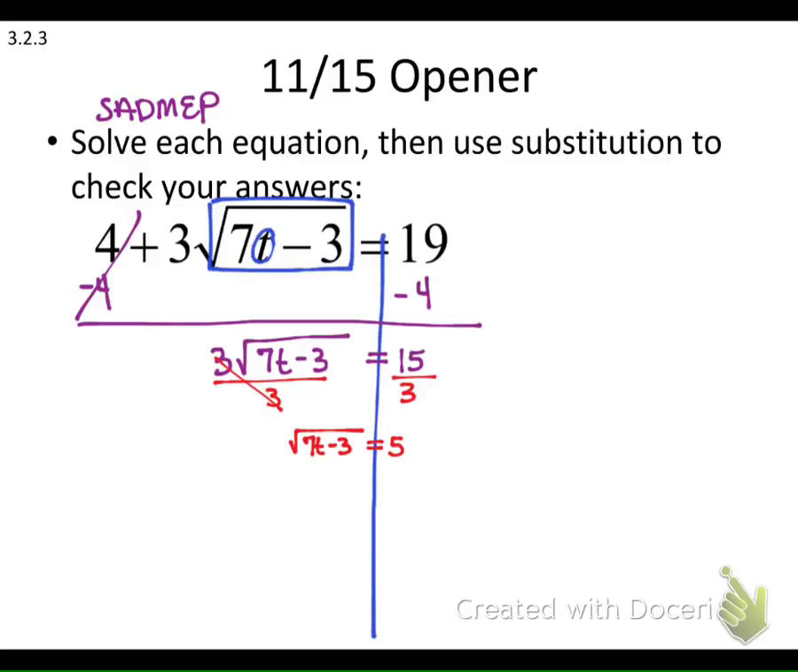No, I'm going to square it. Because remember, the inverse operation of square root is square. And if I square one side of the line of equality, I have to square the other. So square and square root cancel. So then on my left side, I bring down the 7t minus 3. 7t minus 3 equals. Then on my right side, I have to simplify 5 squared. What's 5 squared going to be? 25.